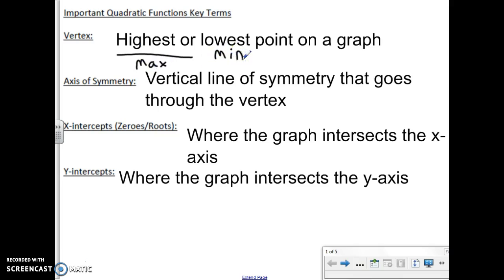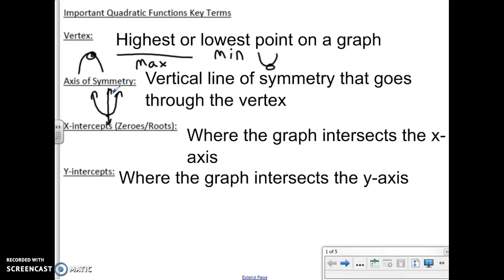So if it's the highest point of my graph, that's an example of a vertex right there. That's the highest point of my graph. The lowest point is going to be something like that. It's the lowest point of my parabola. Now, through a vertex, we have a vertical line of symmetry that goes through the vertex. So what that means is I will have a parabola opening up like this, and here's my vertex. I have a vertical line that goes through the middle of it, and we'll give you examples of that in a second.